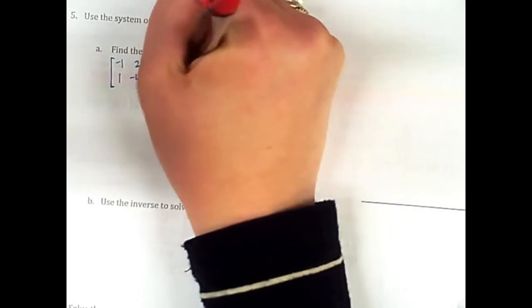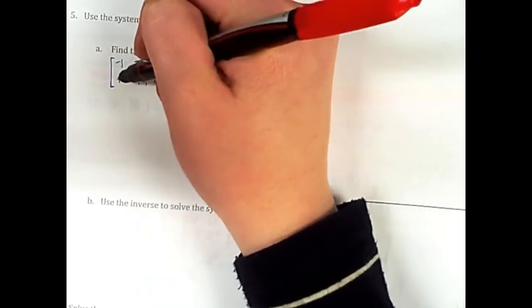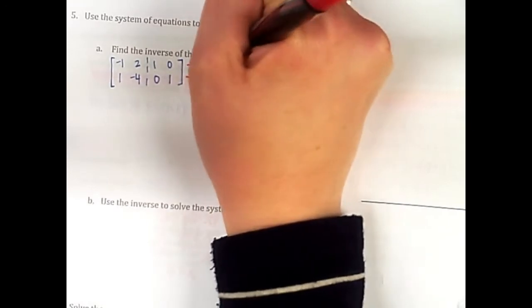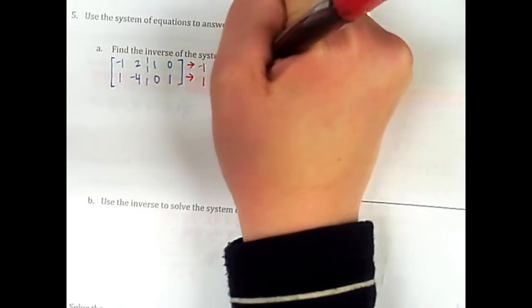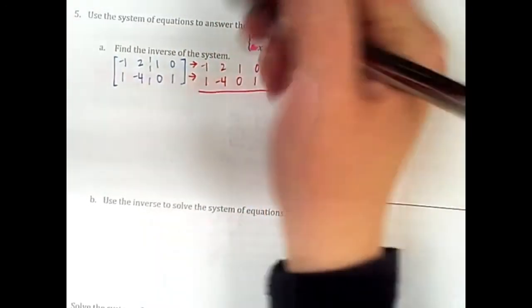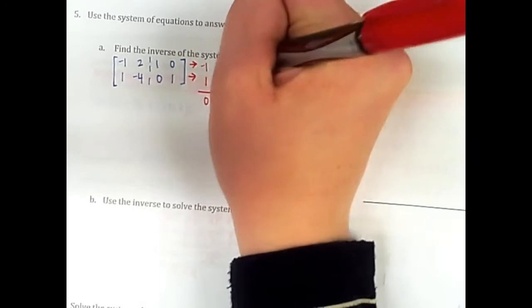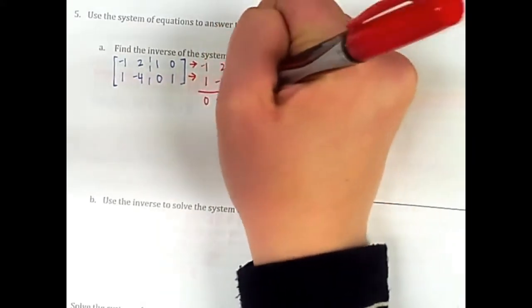Okay, so it's already at -1 and 1. They're already opposite, but the same number. So we have 1 and -1. So when I add those two numbers together, it's going to get me 0. So -1, 2, 1, and 0. 1, -4, 0, and 1. So we add. So -1 plus 1 is 0. 2 plus -4 is -2. 1 and 1.